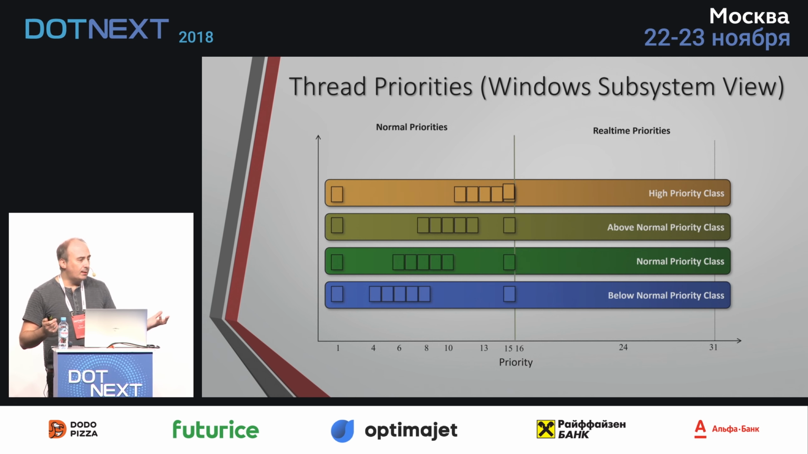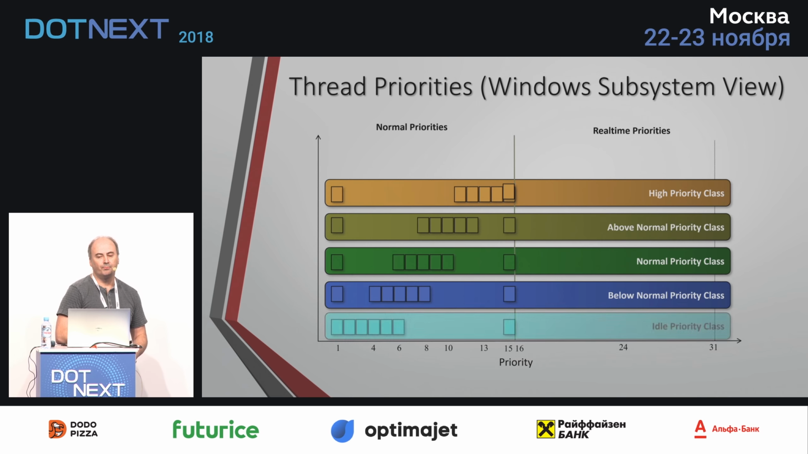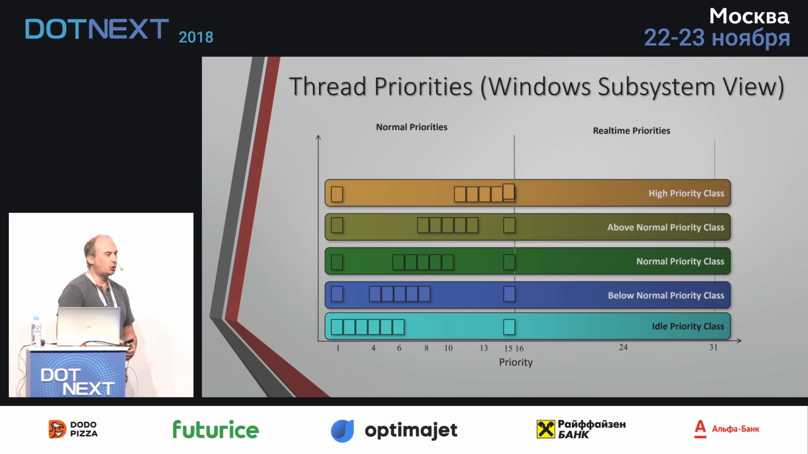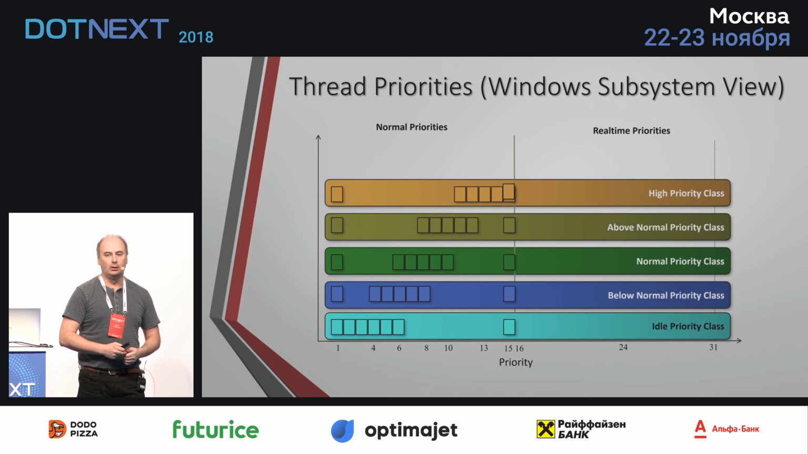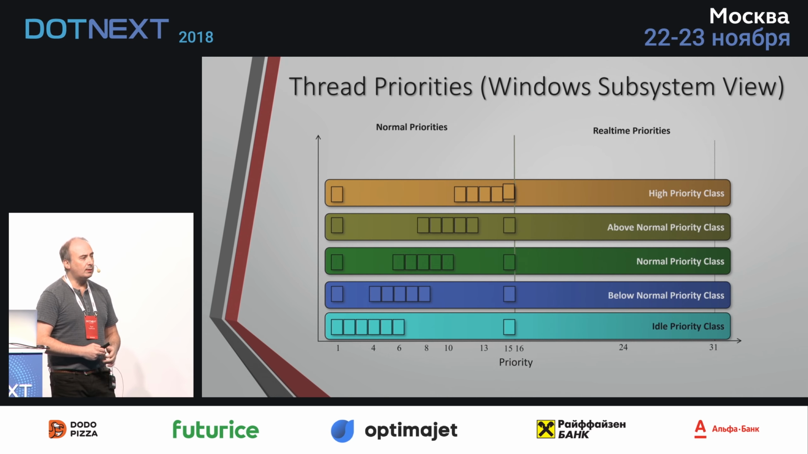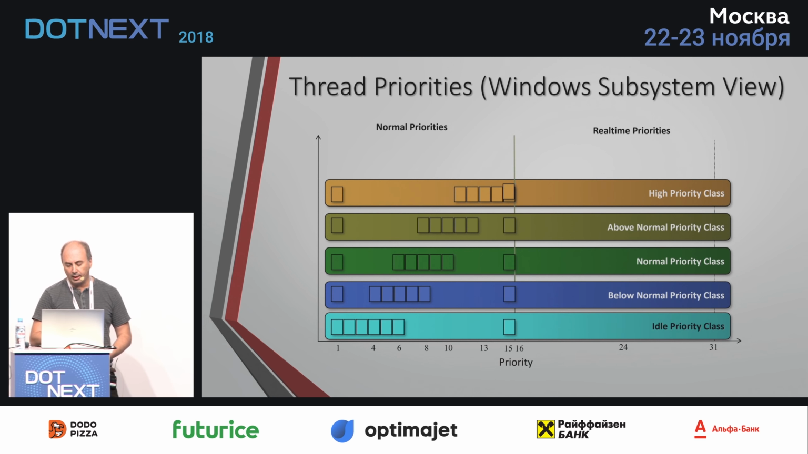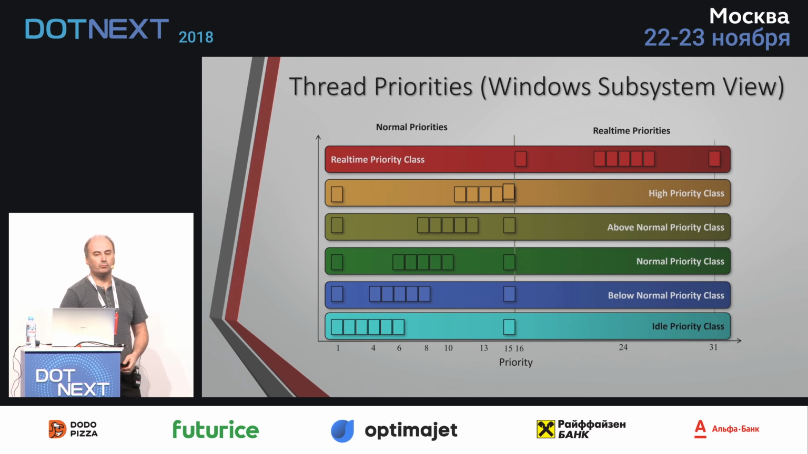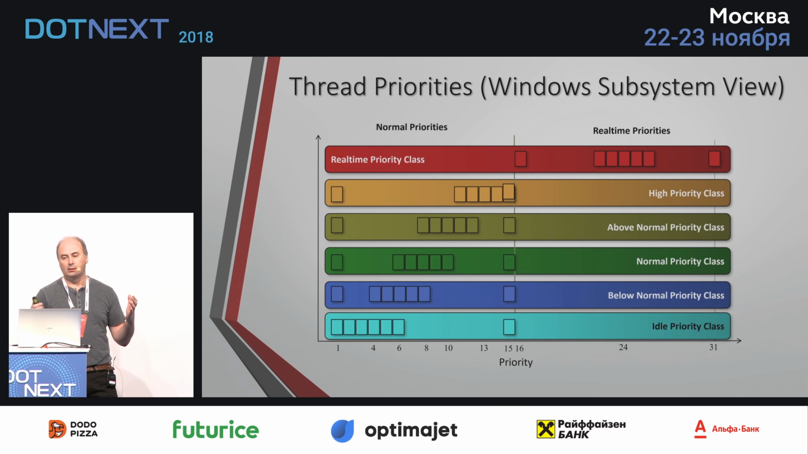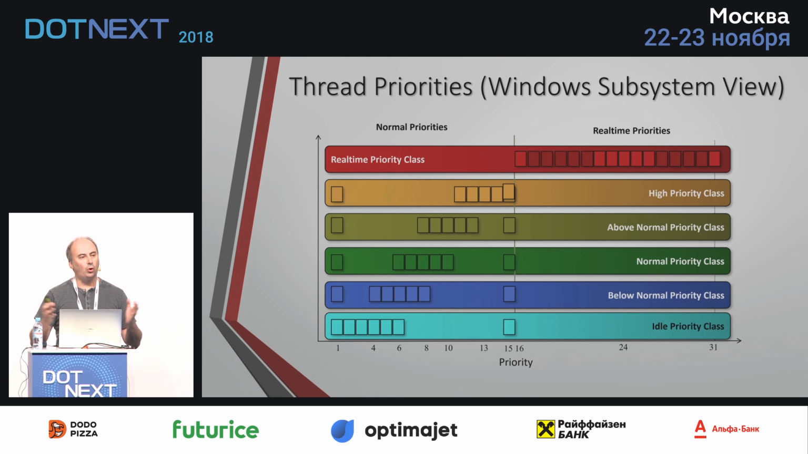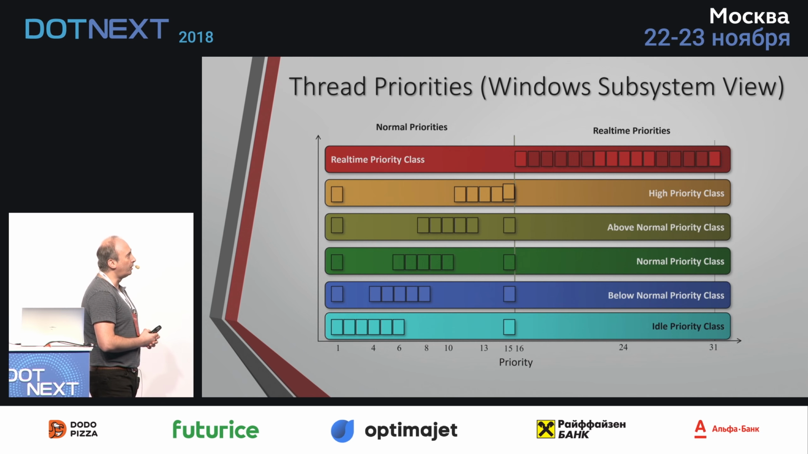The below normal, again, same idea. The base number is 6. The idle priority class, which Task Manager mistakenly calls low, but that's the same thing, has the base priority of 4. And finally, there's real time, which actually has really high priorities, and you can actually get all the priorities from 16 to 31.